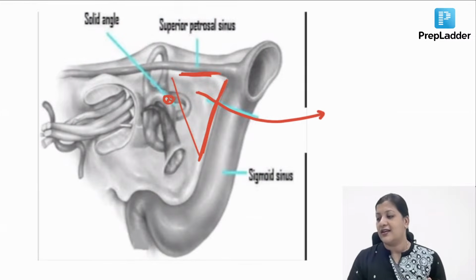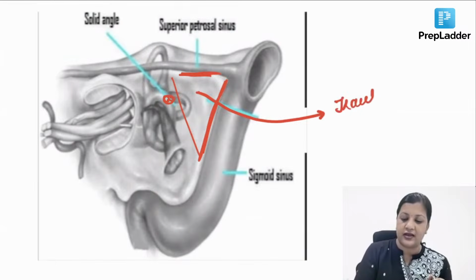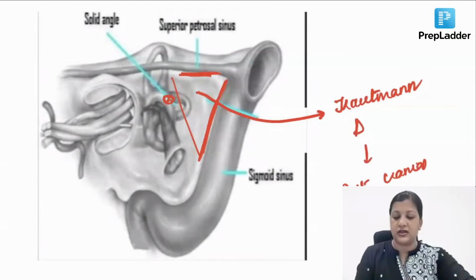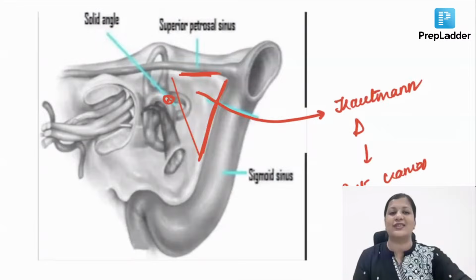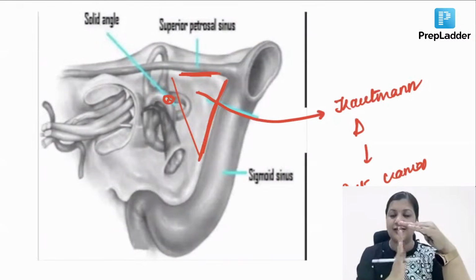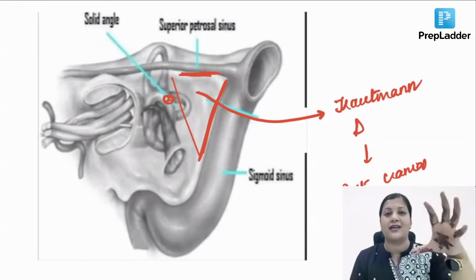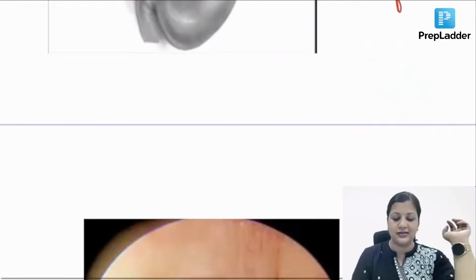So this triangle, we label it with something called T. What is this triangle called? Yes, this is called Trautmann's triangle, and this is the key entry to enter into the posterior cranial fossa. So if we want to go into the posterior cranial fossa, we drill through this bone between the superior petrosal sinus, sigmoid sinus, and solid angle anteriorly. Solid angle is the angle where all the 3 semicircular canals meet.